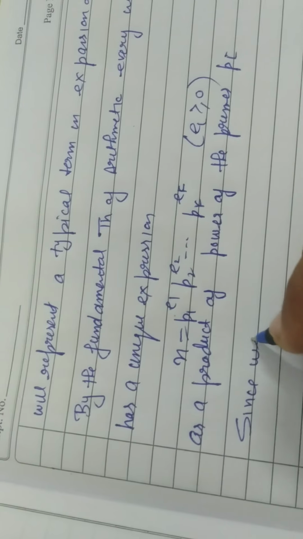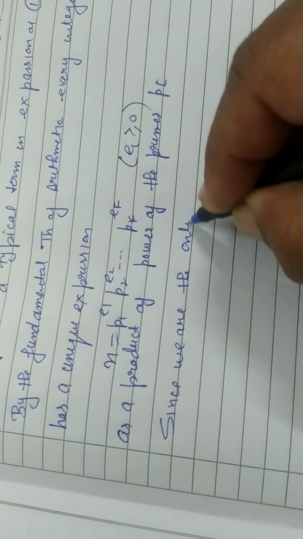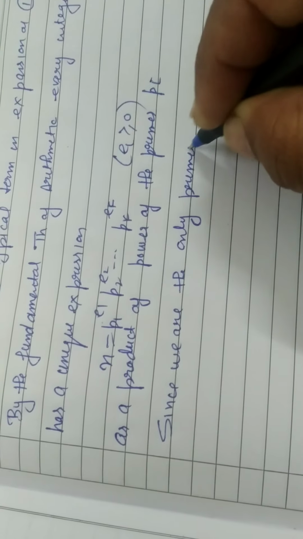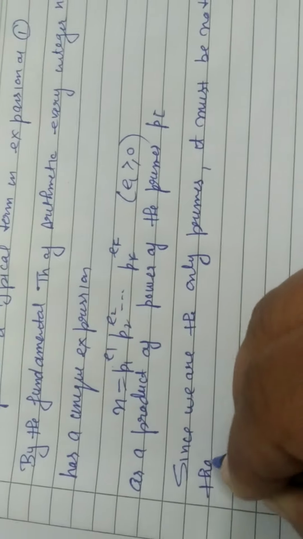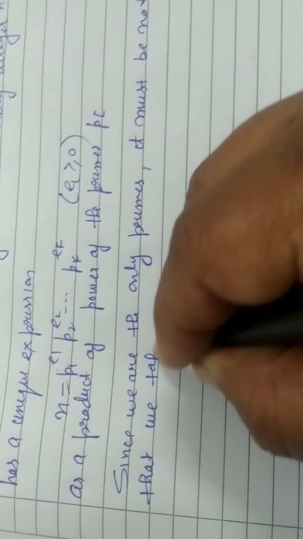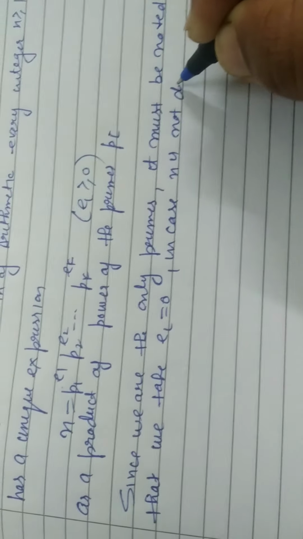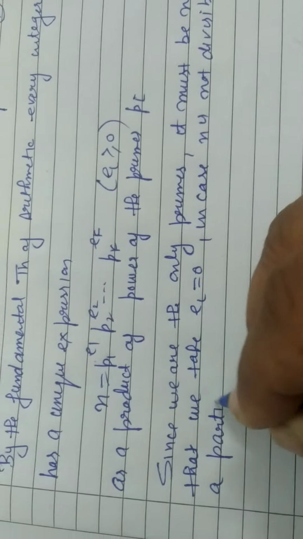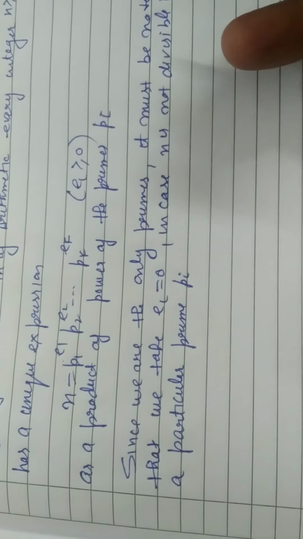Now, what is the benefit of this? Since we have only primes, it must be noted that we take ai equal to 0 in case n is not divisible by a particular prime pi. If no prime divides that n, we take its power as 0.